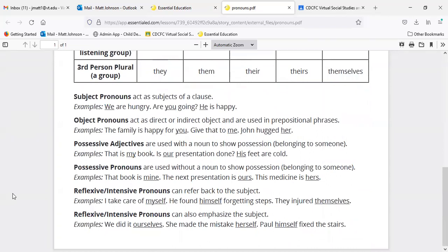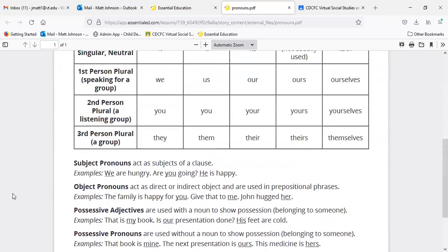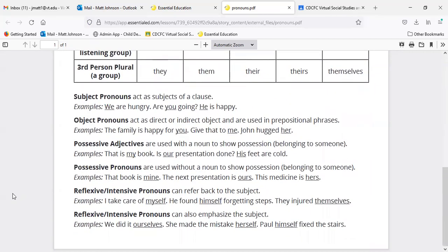So, subject pronouns act as subjects of a clause. So it's replacing, if I'm using I, he, she, whatever it is, either a proper noun or another noun. Examples would be: we are hungry, are you going, or he is happy. So if I've already made it clear who I'm talking about, then I could say that. Or if the reader is clear on what the antecedent is and who we are referencing in that sentence, right? That's the idea.